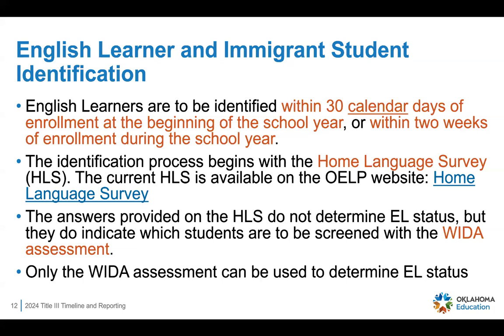The identification process begins with the Home Language Survey, your HLS, and the current one is available on the OELP website. The answers provided on the Home Language Survey do not determine EL status, but instead, they do indicate which students are to be screened with the WIDA screening assessment. Only the WIDA screening assessment can be used to determine EL status.